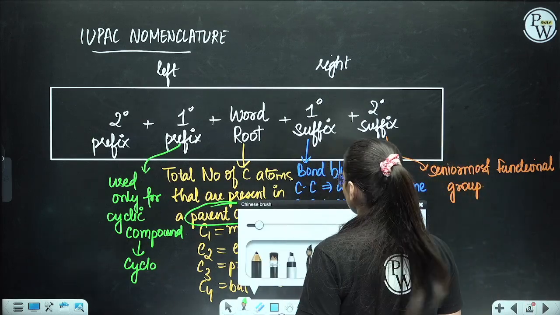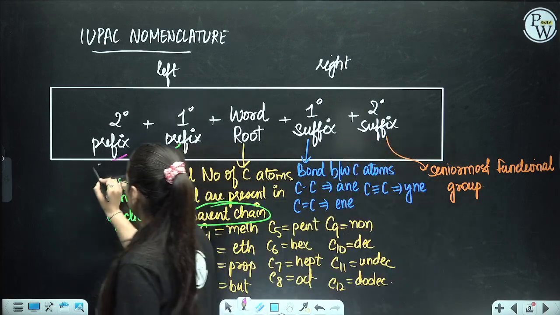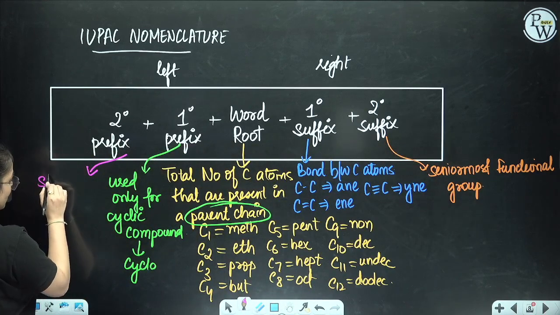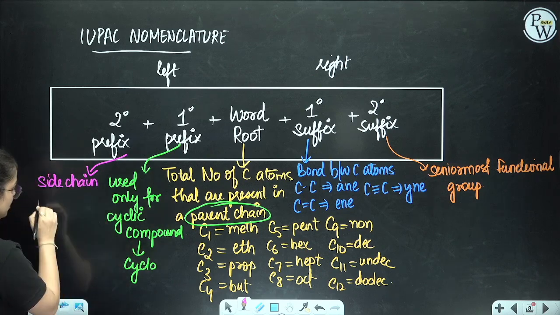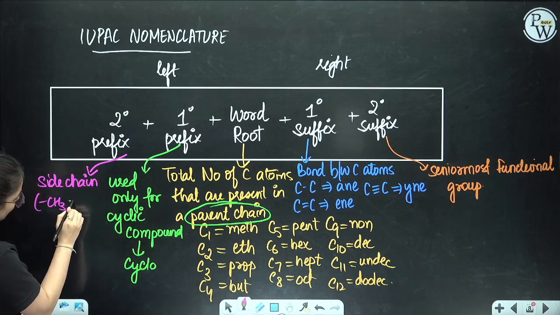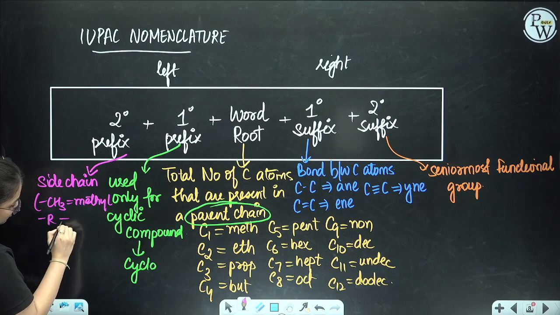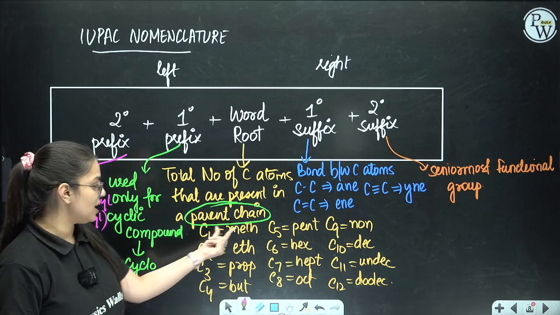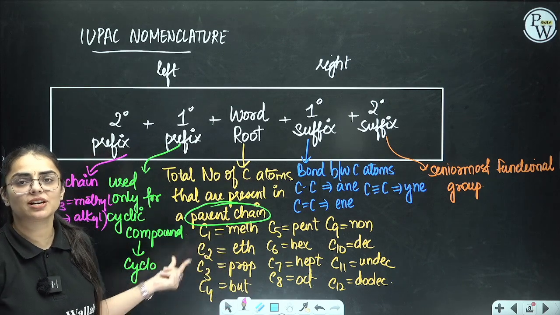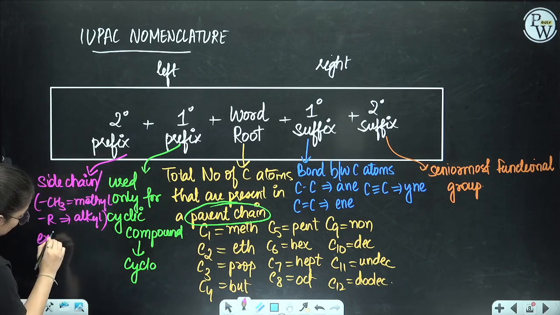Now, let's talk about the last one that we have, secondary prefix. It is used for side chains. For example, if an extra CH3 is present, you will be writing methyl. That means if any alkyl group is extra, you are going to write alkyl. When there is a CH3 group extra, it will be methyl. When it is 2 carbons extra, ethyl, propyl, butyl, and so on. It can be used for side chains, for extra groups.